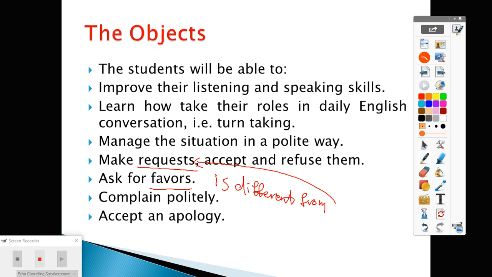Now, complain politely. Complain when you suffer from something and you need to talk, to speak about that thing that you are suffering from. Accept an apology. Of course, we have an acceptance of apology and a refusal of the apology. These are the objectives of our lesson. We shall be checking them, inshallah, throughout the course of the lecture.